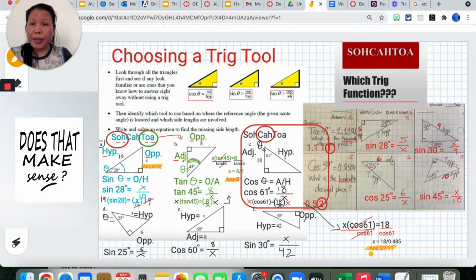You will be able to check the reasonableness of the answer if we substitute it in. And you can see this is the side that we have with x that we're looking for, the hypotenuse. My answer needs to be longer than any given side, opposite or adjacent. And 37 is bigger than 18. So that's how we can check the reasonableness of the answer.